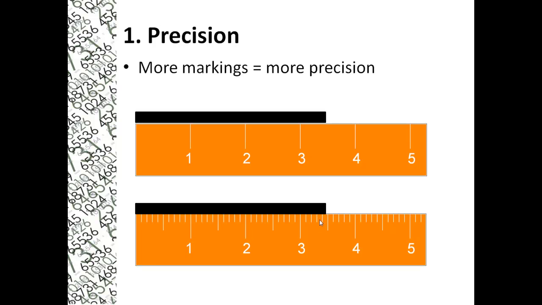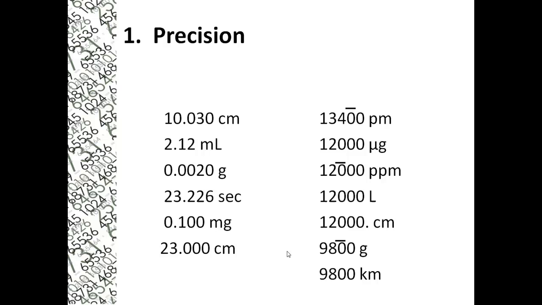So we would say something like 3.45, 3.46, maybe 3.47. Again, that last place is an estimate, and so there's going to be some wiggle room in there. There's not one right answer because everybody might see it just a little bit differently. But you've got to estimate that last digit. And so the more divisions we have, the better our precision is.